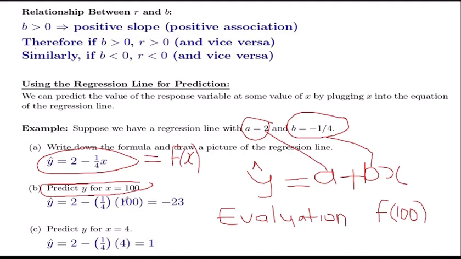So when I plug in 100 now, I'm actually going to evaluate that and get these results. I can also predict when S equal to 4. Plug in 4, the same way we handle that, and that's going to give you 1. What we're doing here is making a prediction. We need a regression line to make a prediction.